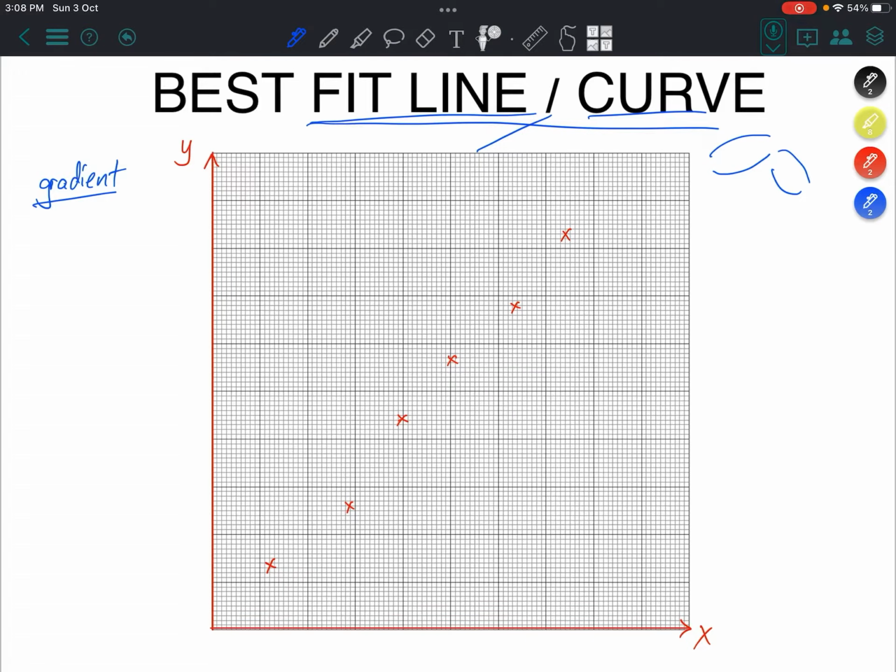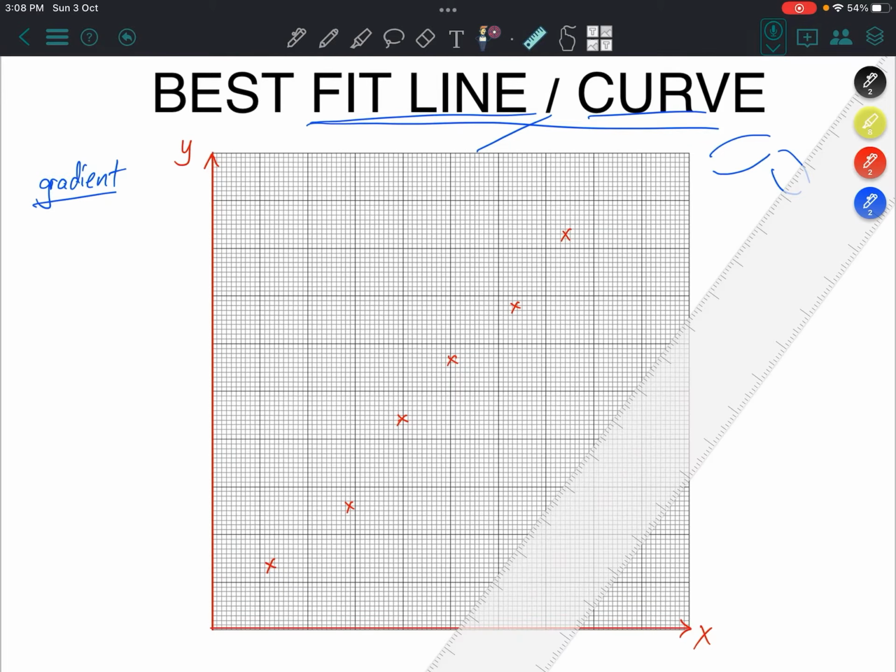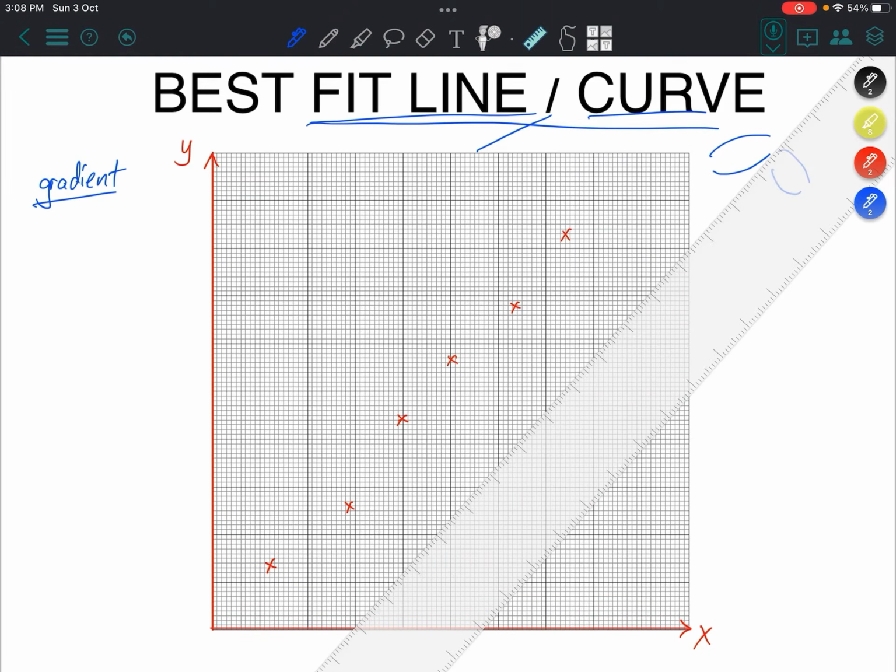Now another thing that students like to ask is, is there a minimum number of points that I must pass through, or do I really need to pass through the first and the last point? The answer is no. Even if it doesn't pass through any of the crosses that you have, it is perfectly fine, as long as your best fit line or curve is being fair to all points and it follows the general trend of the crosses.